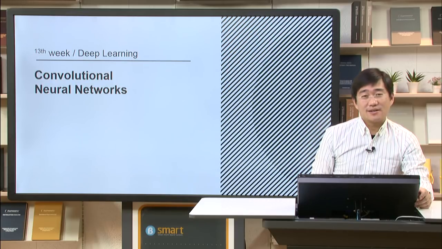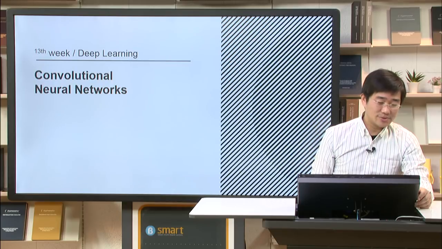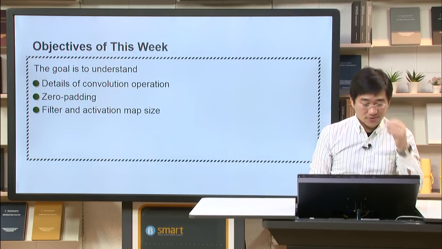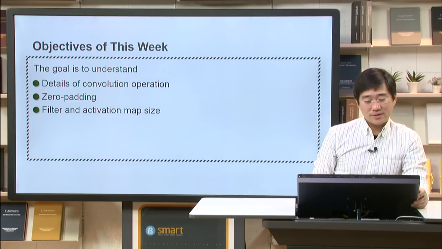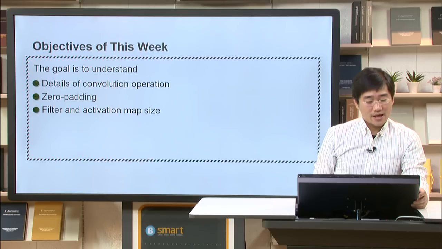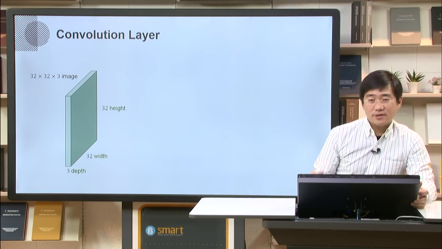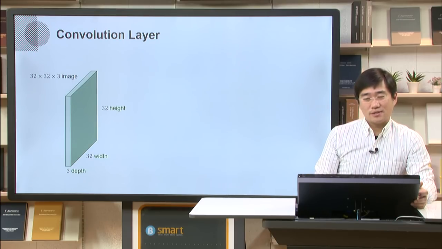This is the second lecture in the 13th week on deep learning. We will continue studying convolutional neural networks. In this lecture, we will discuss a little bit of details on the convolution operations, and also consider zero padding and the filter and activation sizes as well. In the previous lecture, we studied convolutional neural networks by using a toy example.